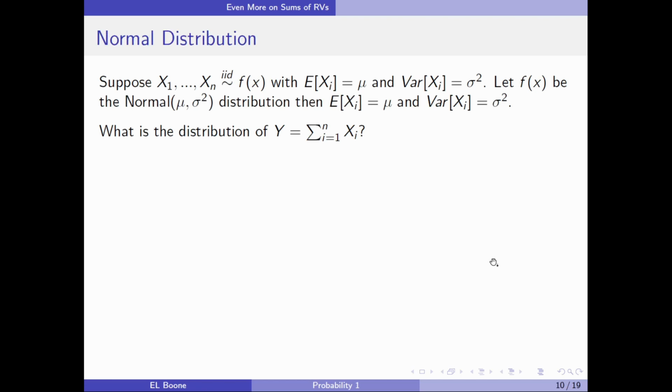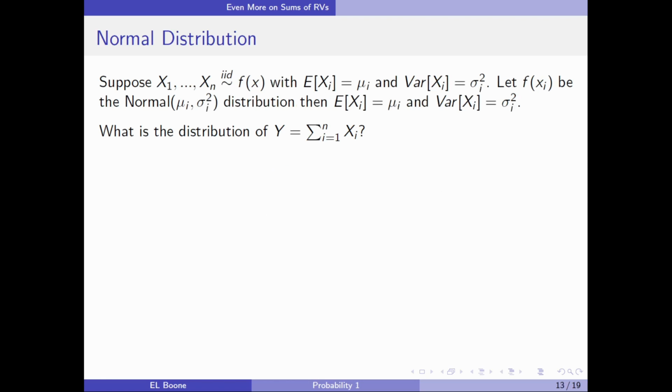All right, what about the normal distribution? Well, if they all have the same mean and variance, then we're going to let them all come from the normal distribution, same mean, same variance. The sum of them is n mu and n sigma squared. You probably could have guessed that that was going to happen just based off the pattern so far. And again, it's not an approximation.